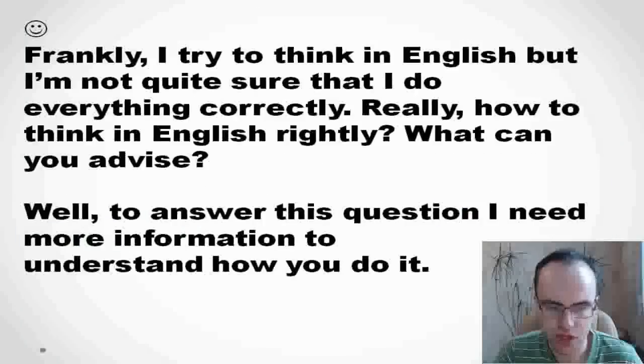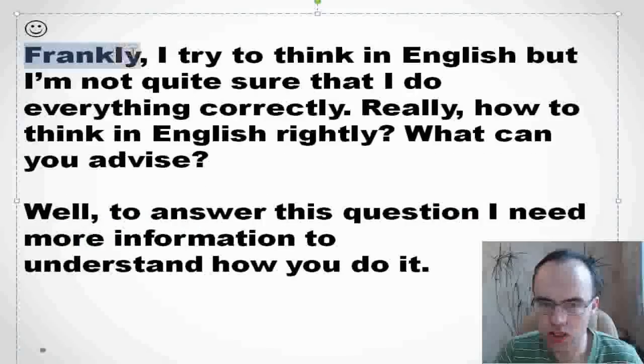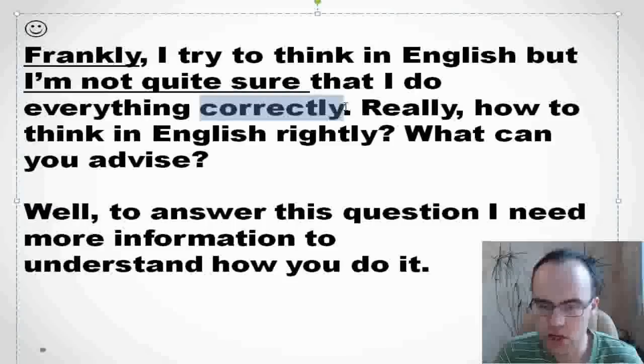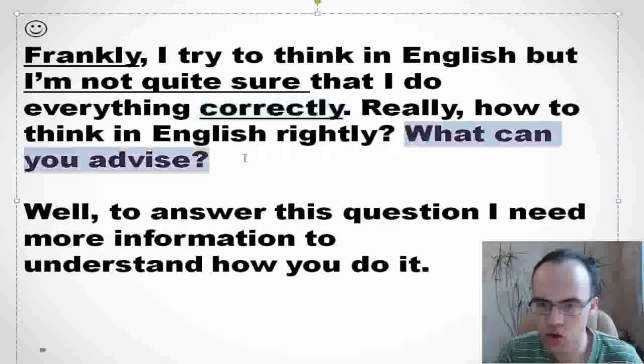What worries you? Frankly, or honestly, I try to think in English, but I'm not quite sure. It means that I'm not really sure that I do everything correctly, or I do everything rightly, really. How to think in English rightly? What can you advise or what can you recommend? Well, to answer this question, I need more information to understand how you do it.